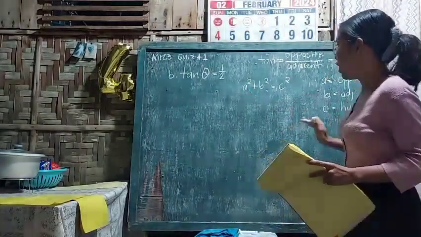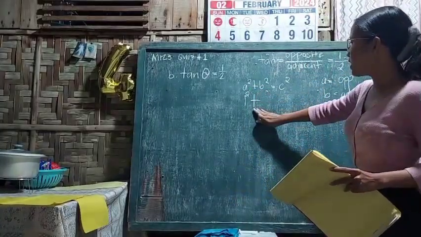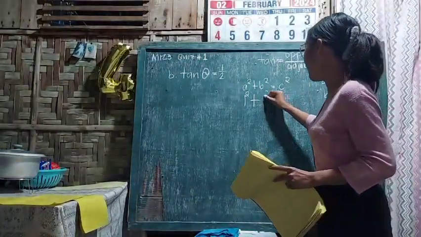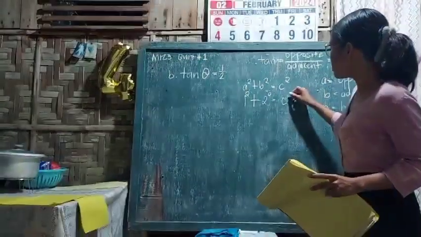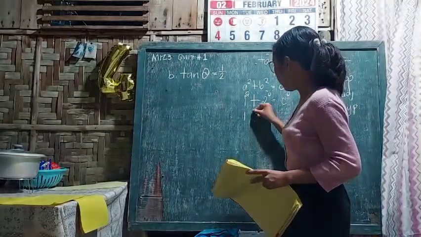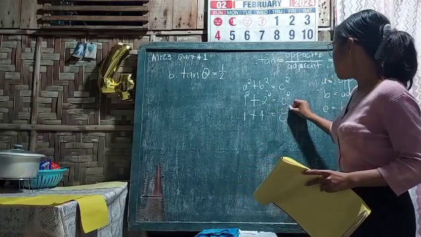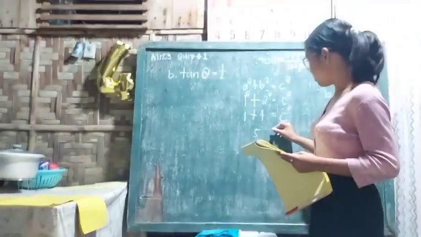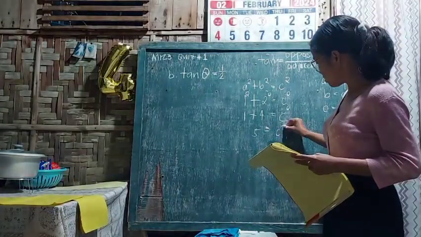So a would be our opposite, which is 1 squared, plus b squared. Our b is the adjacent, so the value of our adjacent is 2. We're going to write 2 squared, and then it is equal to c squared. 1 squared is still 1. 2 squared is 4. 1 plus 4 is 5, is equal to c squared.